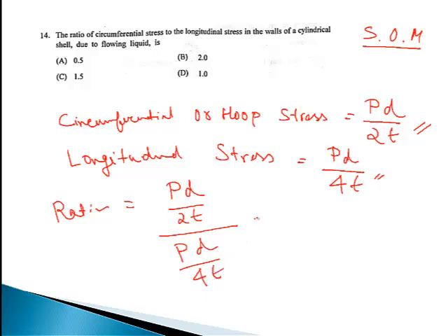If you do this, PD will get cancelled, 4T will go above 2T, and the answer will be 2. So this is your answer. Okay. So very simple, if you know the basics, you don't have to use your brain, you just need to know the formulas.